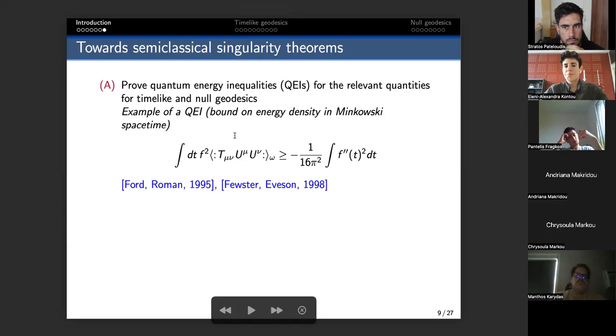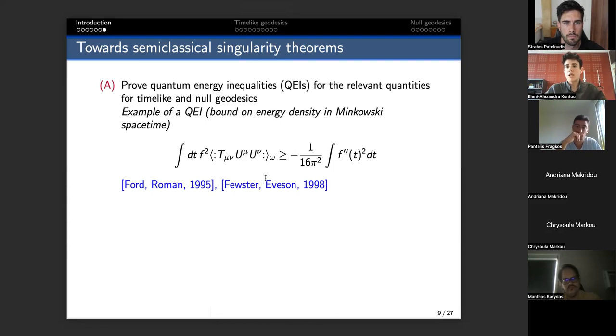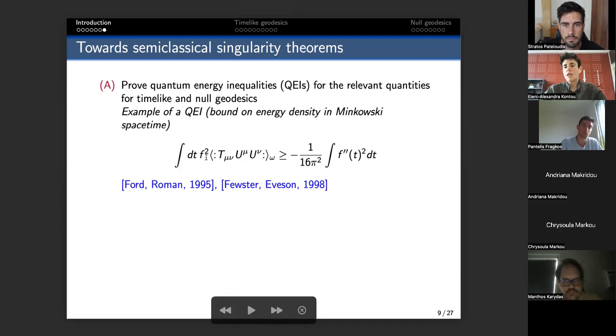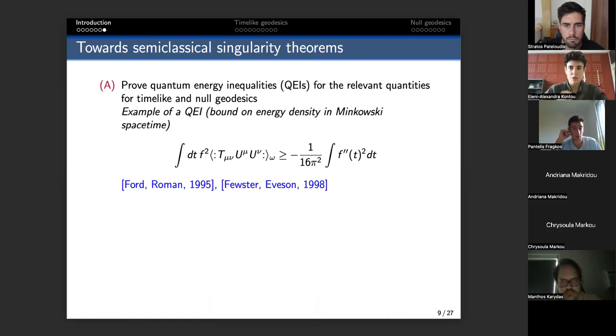Here we have the stress tensor contracted with two time-like vectors, and this is a quantum object now. So we need to renormalize it and take it at some quantum state omega, and then smear over a time-like geodesic with a smearing function f. And now the bound, you see that it's sort of in the form of the bound that I showed you before. Here we have two derivatives on the smearing function, and we take the L2 norm of that smearing function. So this bound is exactly in the form that I showed you.